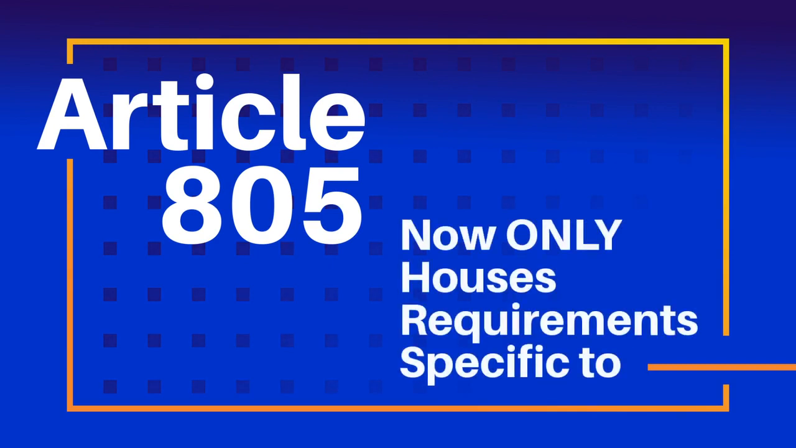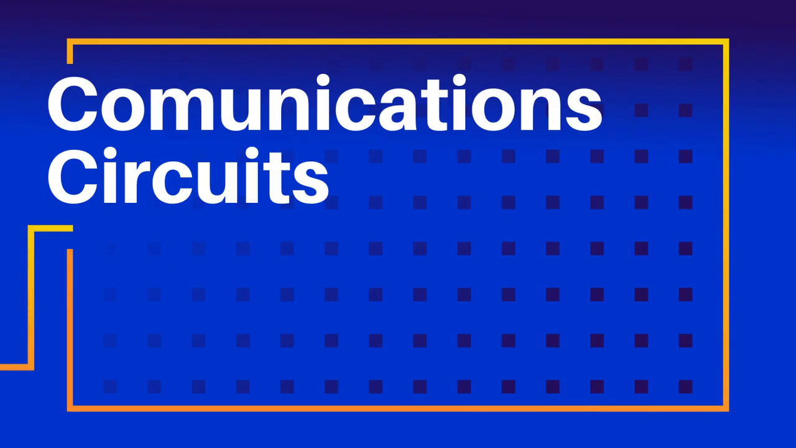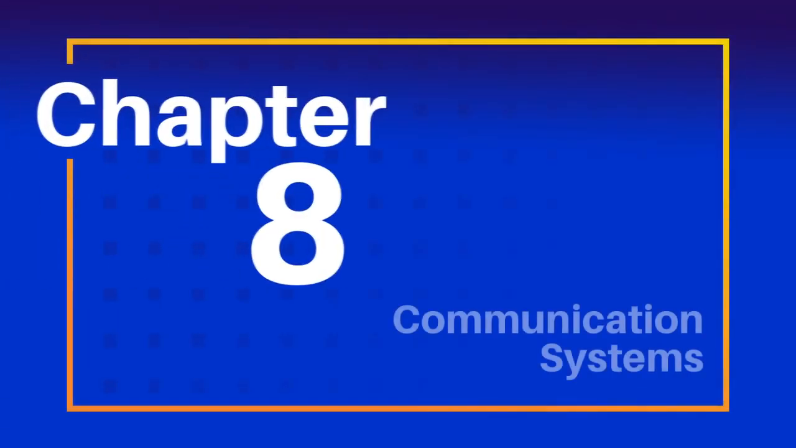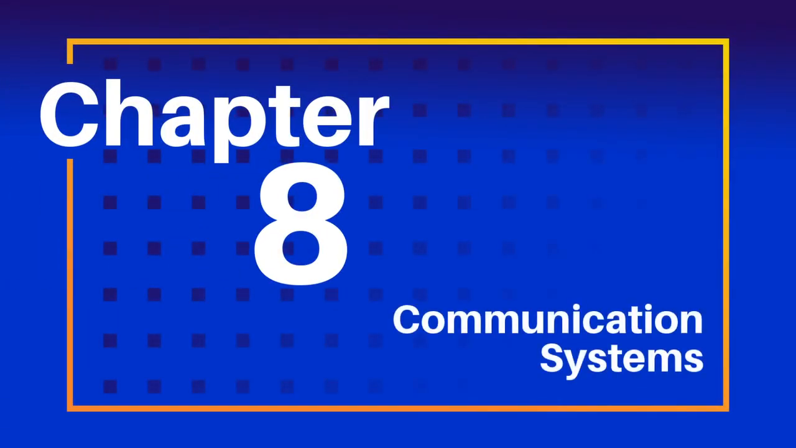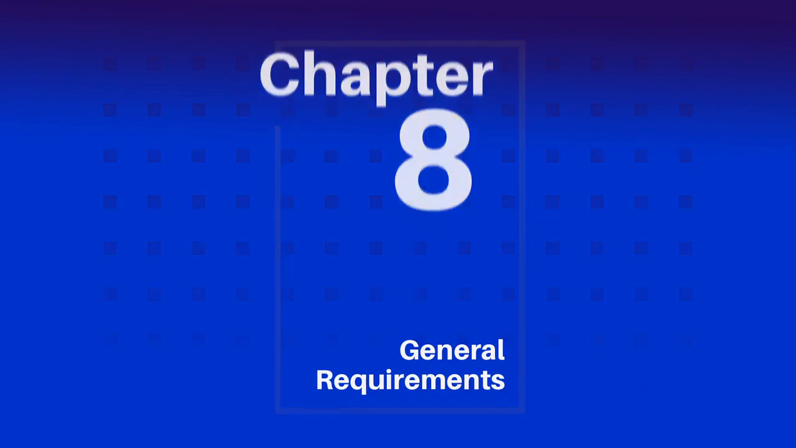Like I mentioned before, Article 805 now only houses the requirements specific to communication circuits. Chapter 8 on communication systems has grown over several editions of the NEC, and many similar requirements were cited in multiple articles. This may have been due to the fact that the code was following the technology, but now has been rectified as the code places the general requirements that apply to all of the articles in Article 800.